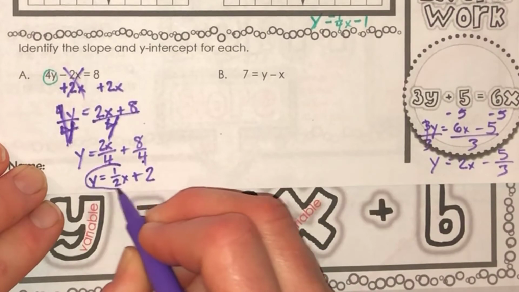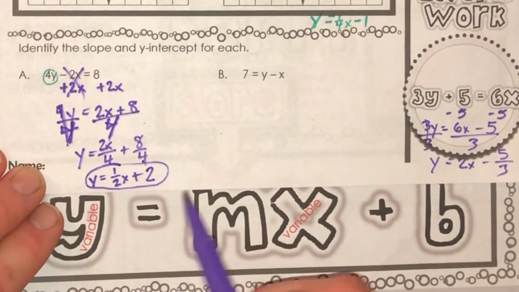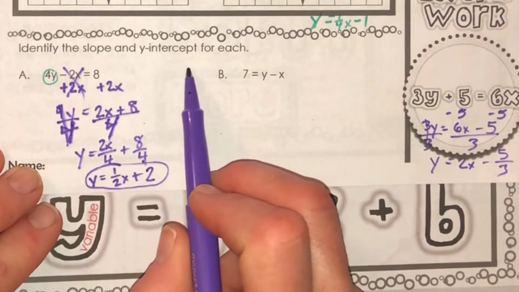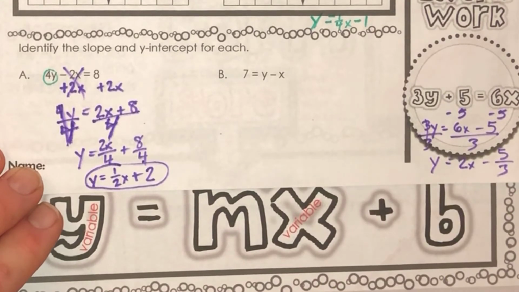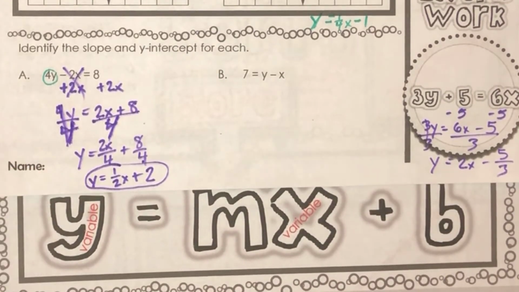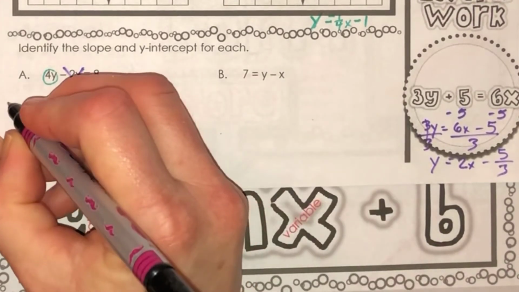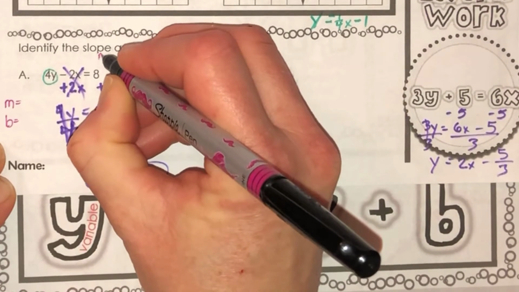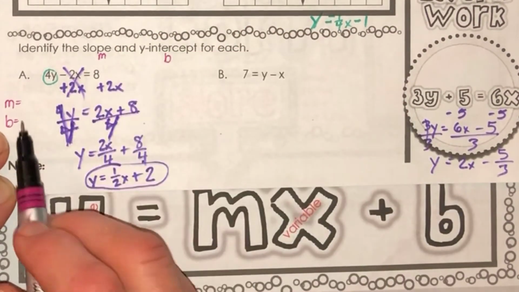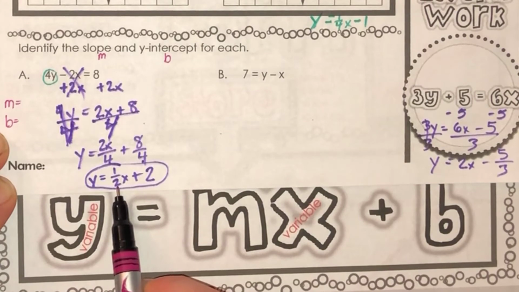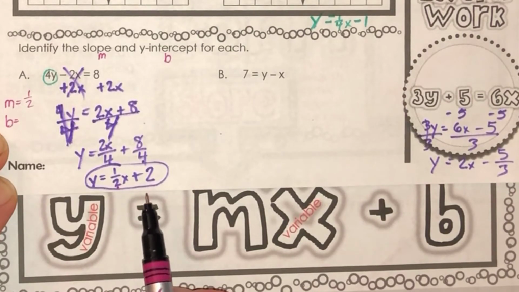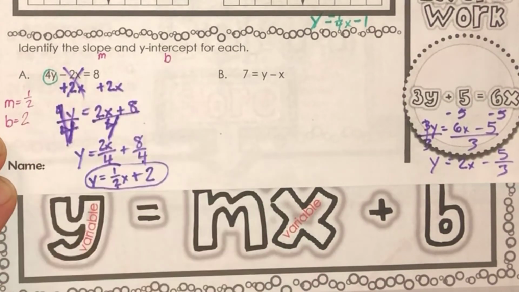So now, here's your equation in slope-intercept form. Now it says, identify the slope and the y-intercept. Now we can do that. Let me get out a different color. So the slope and the y-intercept. Remember, the slope is m, the y-intercept is b. The slope is 1/2. The y-intercept is 2. There you go.